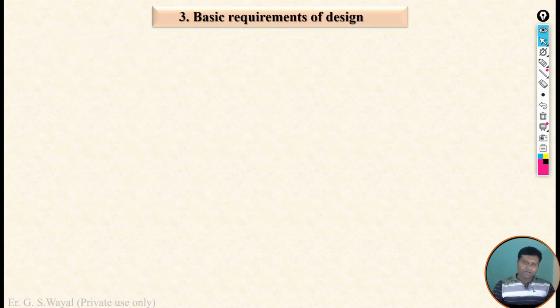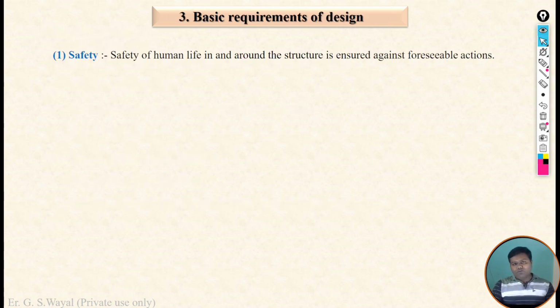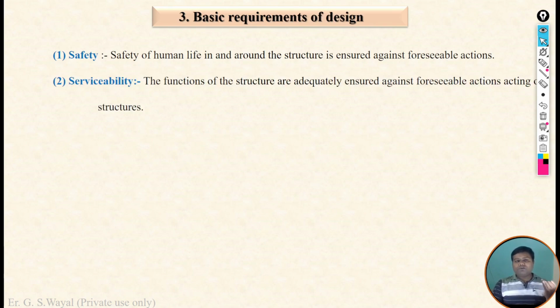In which the structural engineer can work. Okay, the basic requirement of the design. The basic requirement of the design is that the structure should be safe. The structure should have sufficient serviceability, meaning the function of the structure is adequately ensured against the forcible actions acting on the structure. If any deflection or bending is there, the structure can still be stable. So serviceability is also an important part. The next one is durability.